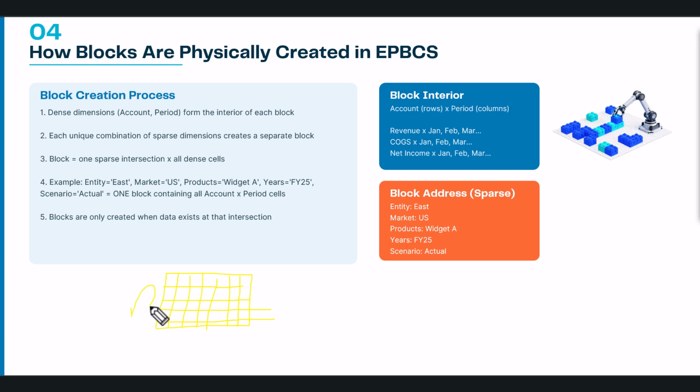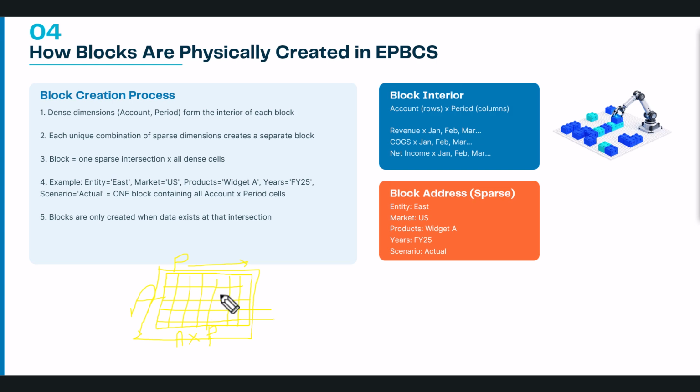Okay, so in rows let's consider account, and in columns let's consider period, right? So how many cells will be present inside the grid? It is a combination of account and period. Since they are dense, it considers each and every member in these two dimensions. So the entire grid contains every row and every column. It's the interior of one single block. So this entire thing is considered a block. This is what every block looks like inside.